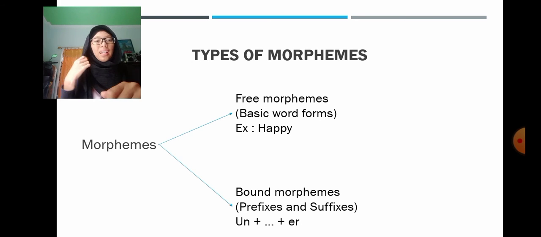Okay. And then bound morphemes are the morphemes which need prefixes and suffixes. For the example, un plus happy plus er. If we collect from free morphemes, the example is unhappier. Where are the prefixes? The prefix is un, okay, and the suffix is er.